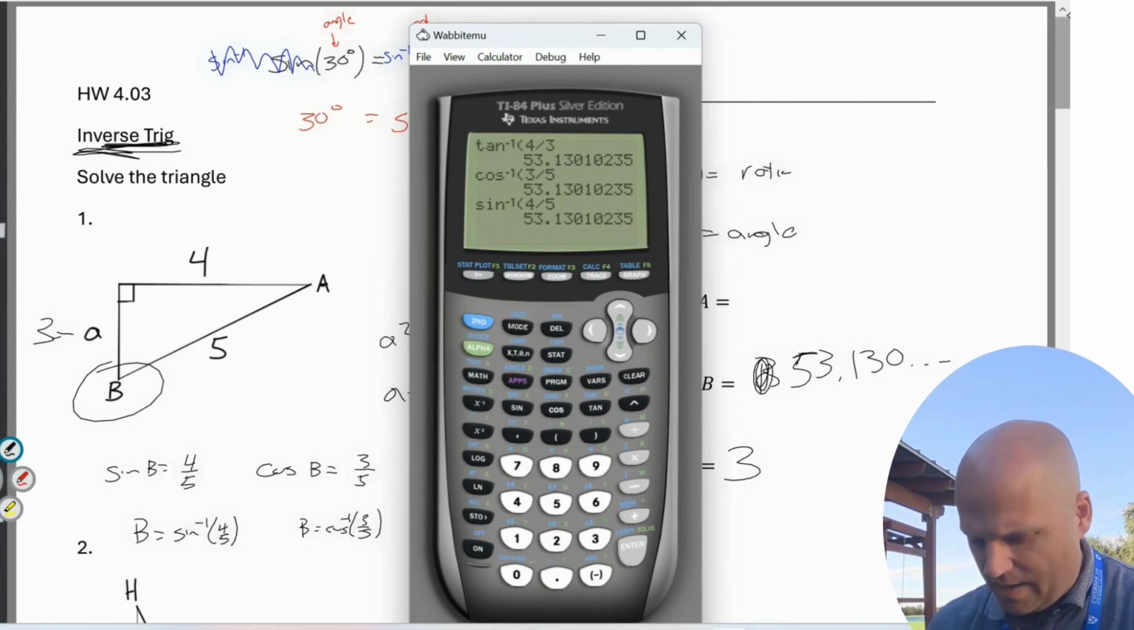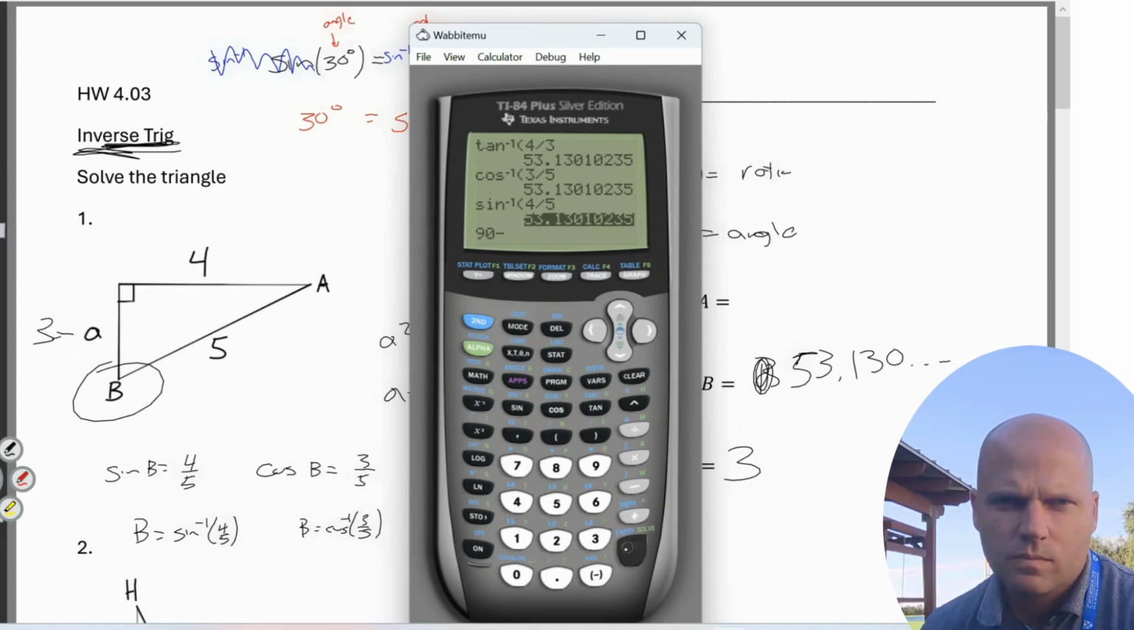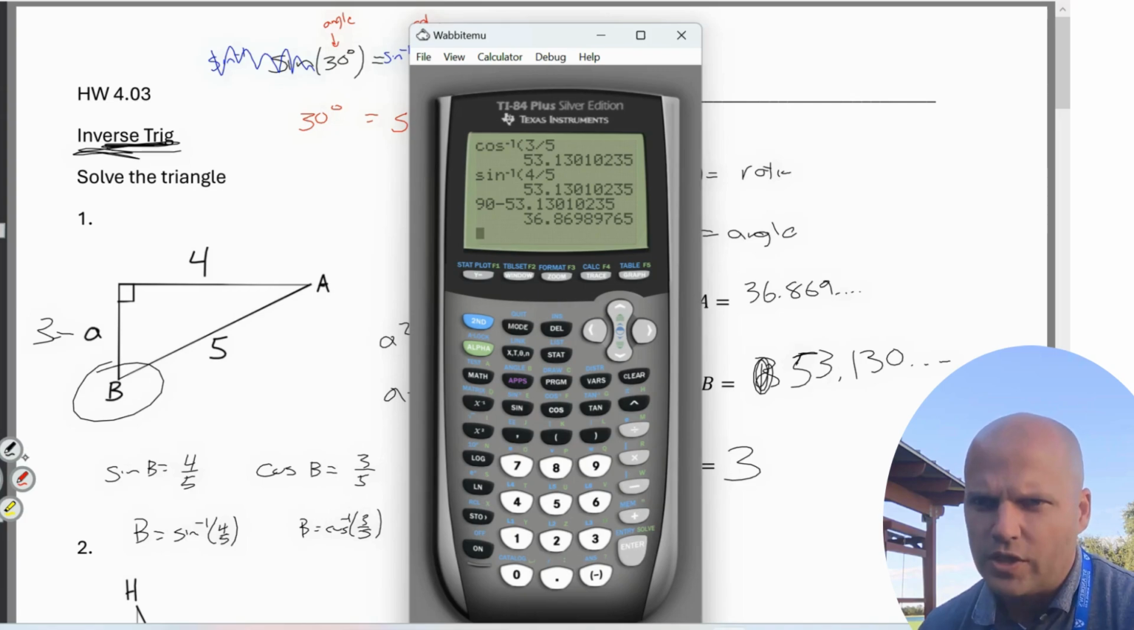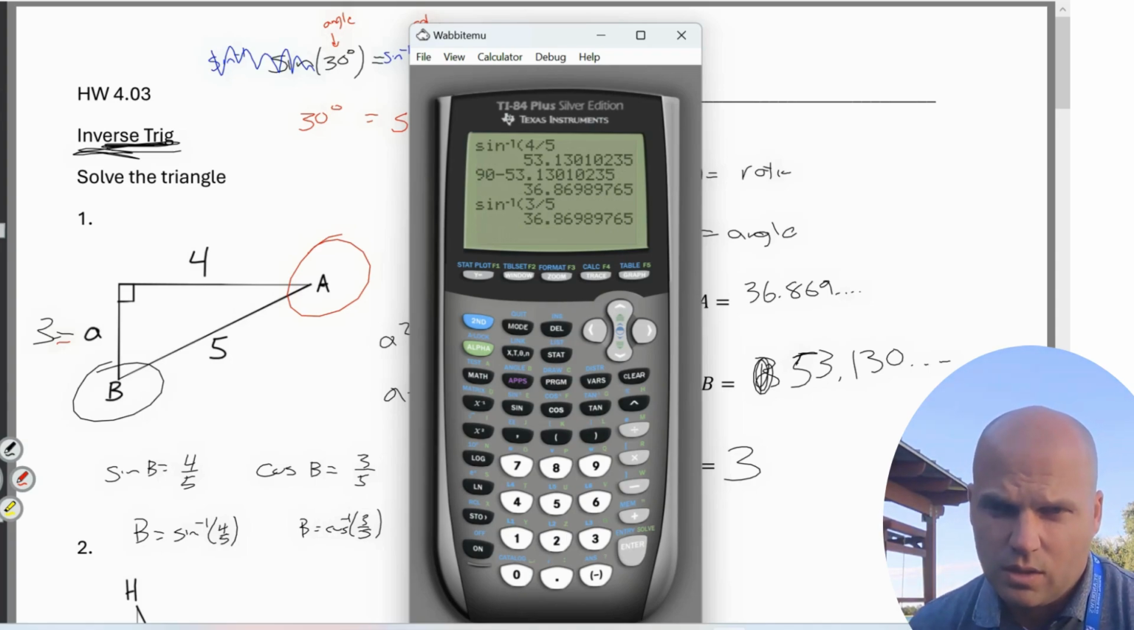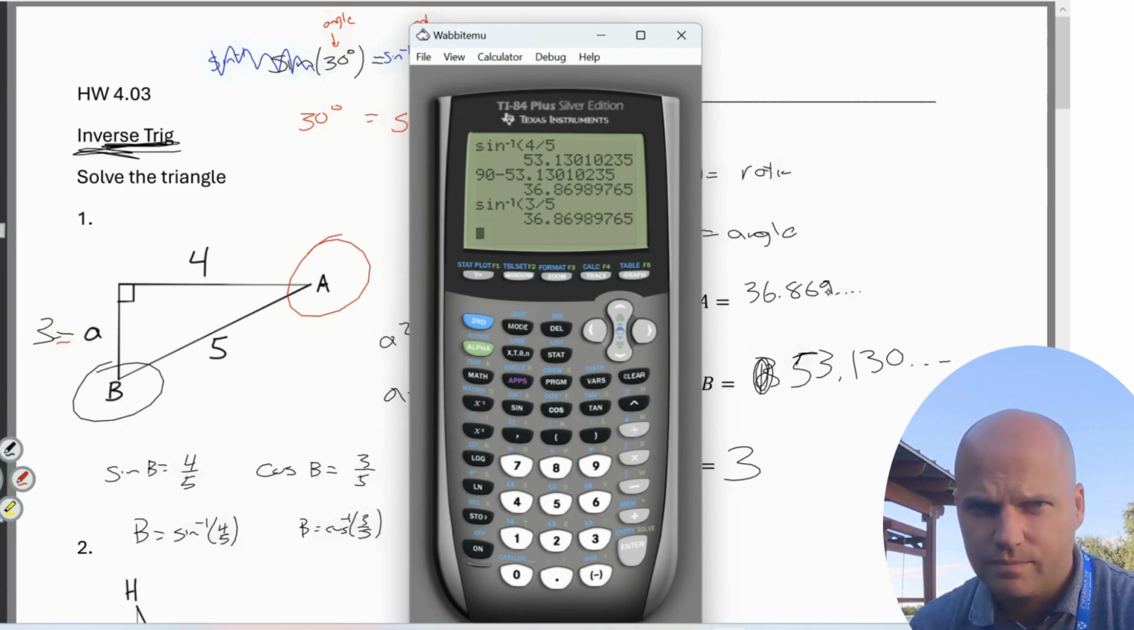Now you can find angle A by subtracting that from 90. Or you could say, okay, angle A, I don't know, pick a ratio. Let's pick sine. Sine of A is 3/5. So that means the sine inverse of 3/5 equals A. And you'll get that 36.869 that we're looking for.